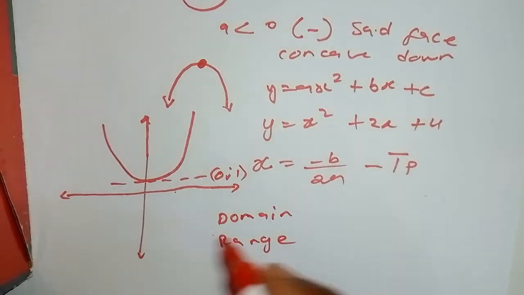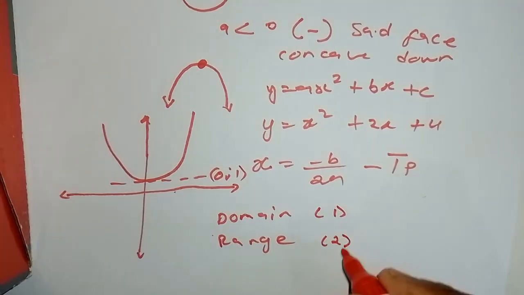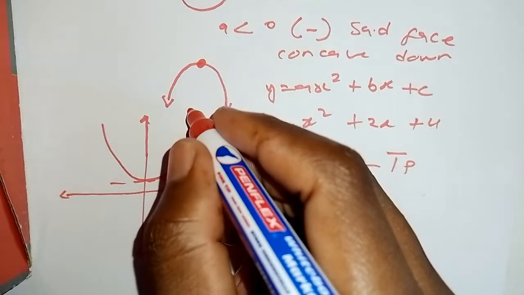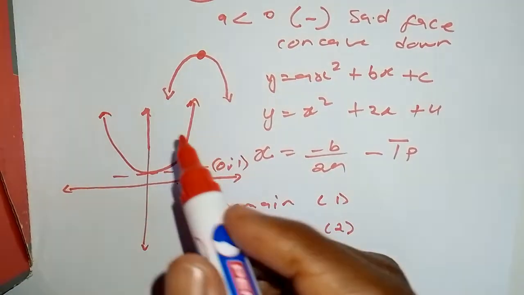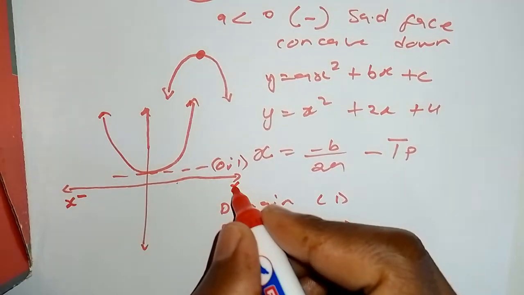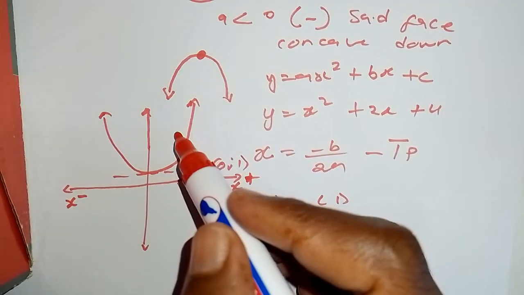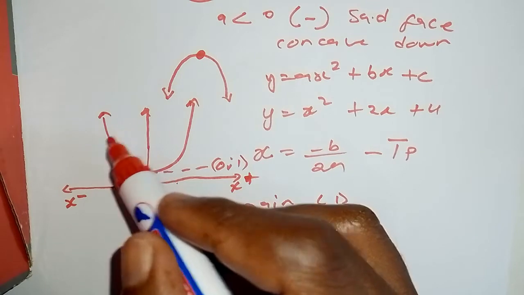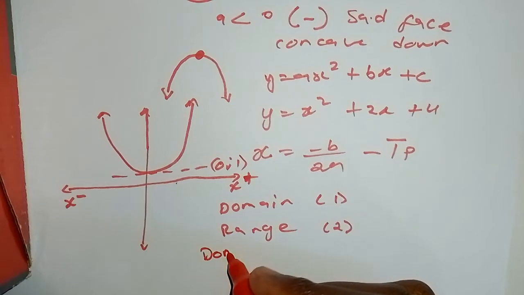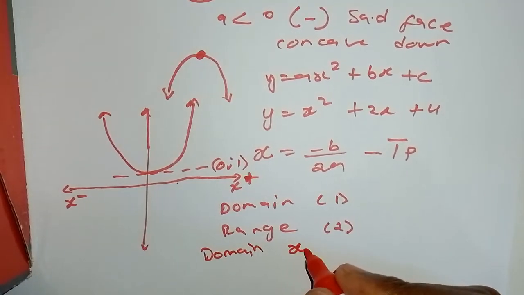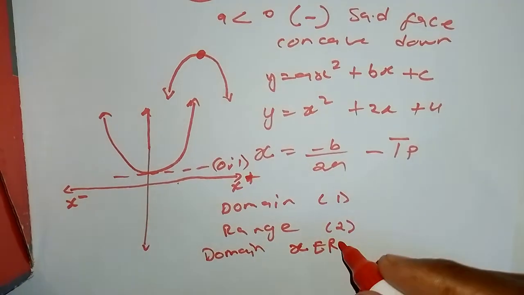In most cases, the domain for a parabola is 1 mark, but the range is 2 marks. Why do I say the range is 2 marks? Look. Domain. What is my domain? If you check, my graph lies between the negative x and the positive x. This is the negative part of it. This is the positive part of it. Now, I'm just going to say the domain is x is an element of real numbers. Why? Because it lies between the two. This is my 1 mark.